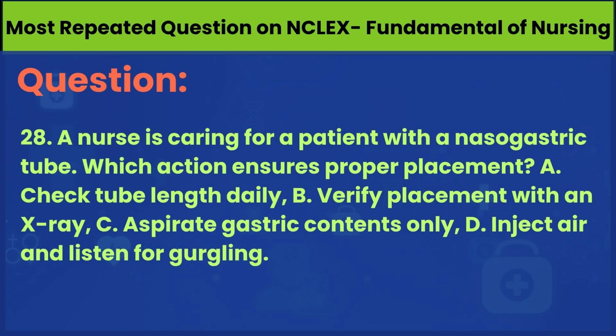28. A nurse is caring for a patient with a nasogastric tube. Which action ensures proper placement? A. Check tube length daily. B. Verify placement with an X-ray. C. Aspirate gastric contents only. D. Inject air and listen for gurgling.